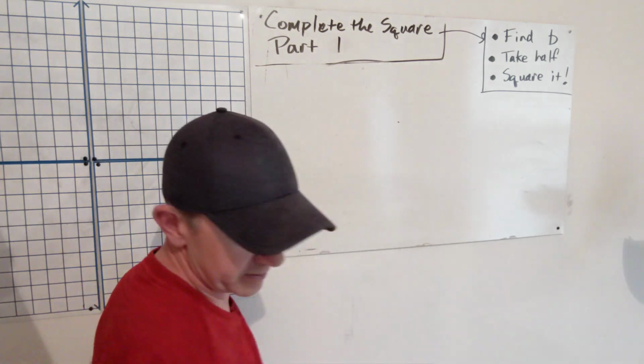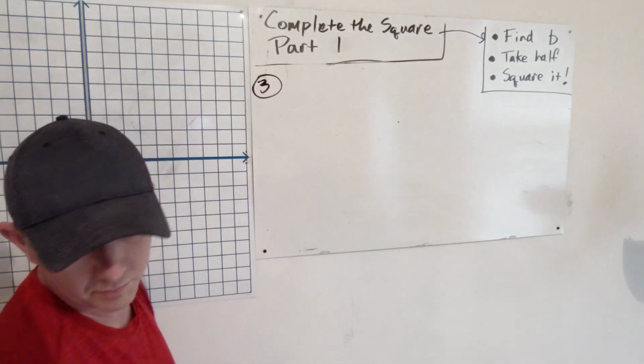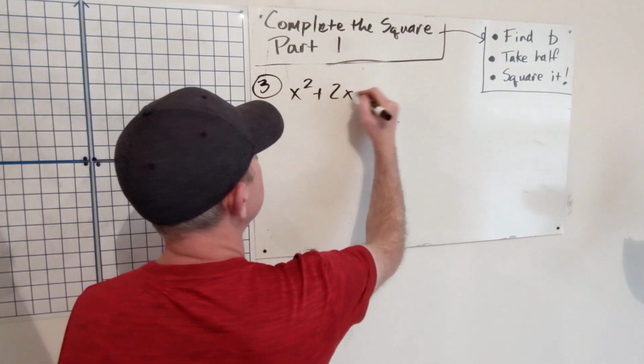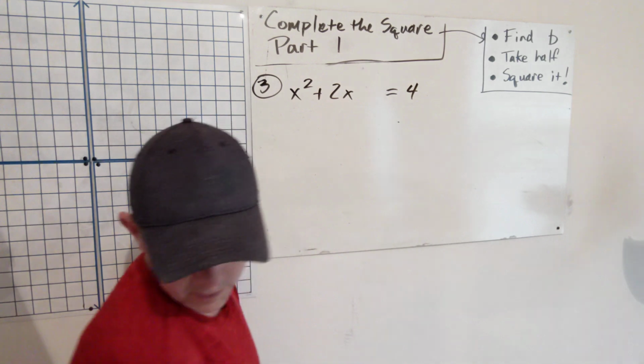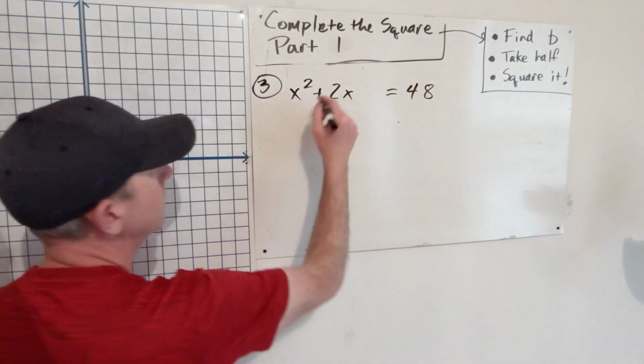Okay, I try to keep this, this is one of the videos that goes a little bit longer. I'll try to keep it as much to the point as possible. X squared plus 2x equals 48. Okay, so here we go.